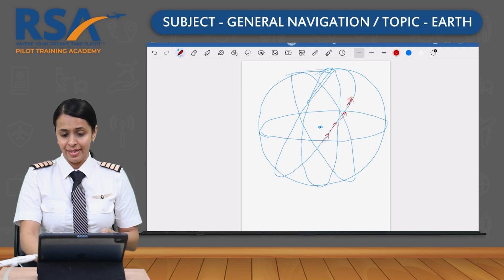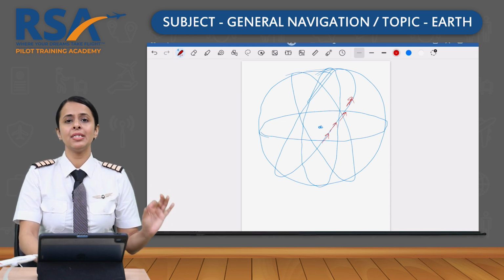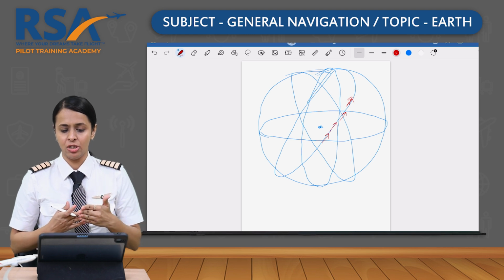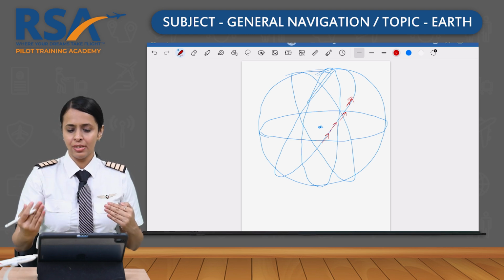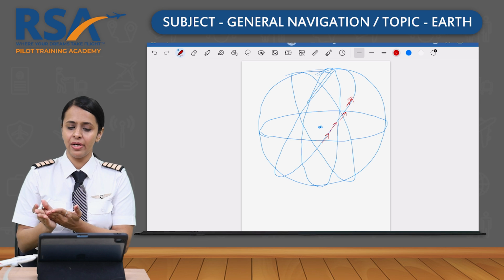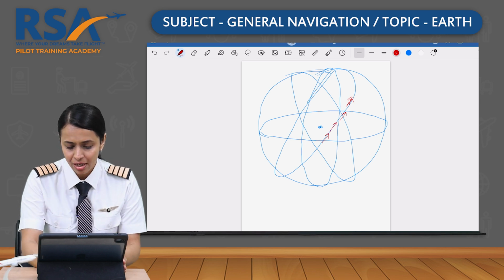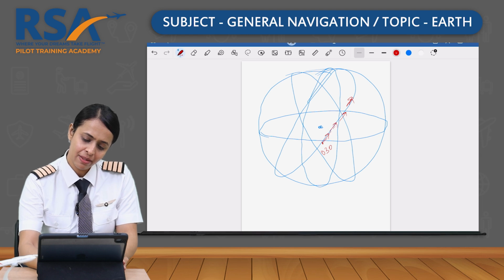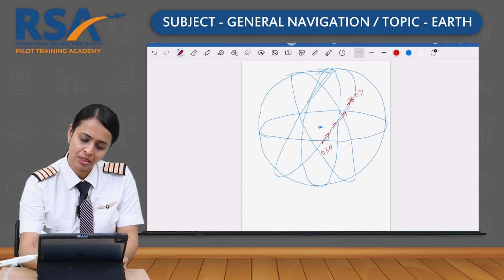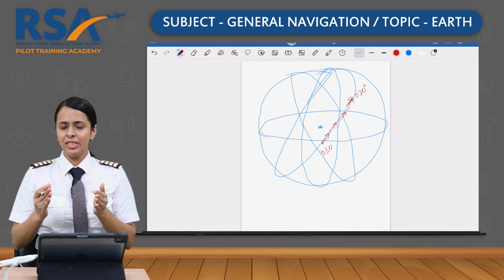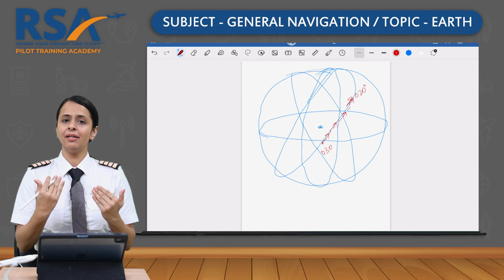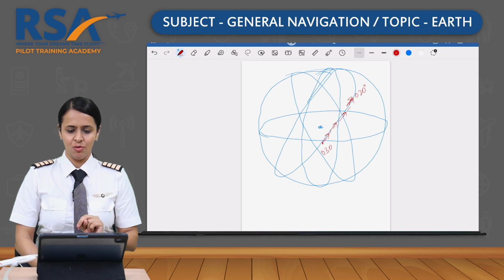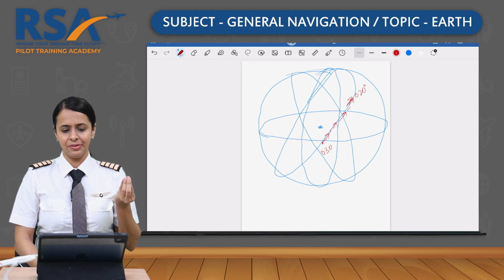That being said, it does not follow the same direction. What I mean by that is when I am flying a great circle track, my direction changes constantly. It's not the same direction all along. So let's say if I start from here, my direction will be 030 that I am flying, and by the time I get here it can become 020. So I have to constantly change my heading in order to maintain a great circle track, but it will always be the shortest distance between any 2 points, and that is your great circle.